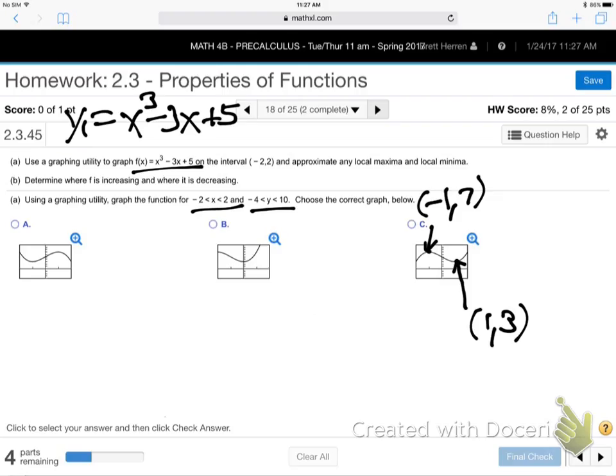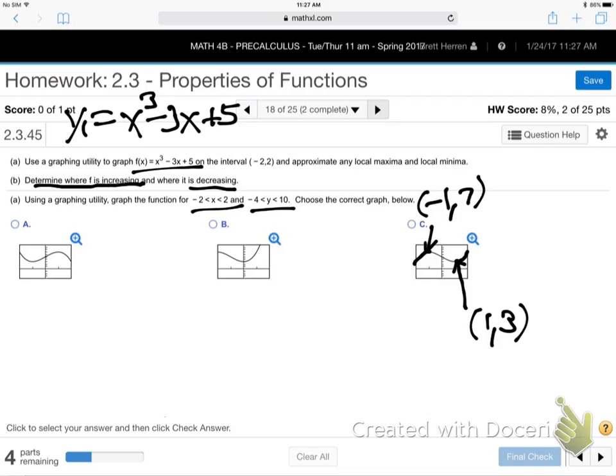Now, what they're going to ask us in parts to come is to determine where it's increasing and where it's decreasing. So let's start with increasing. Remember what that is. That's like if you're on a roller coaster, right? And you're saying, okay, I'm cruising on this roller coaster. Where am I going up? Well, I'm going up as we go from left to right. This section and this section. Those are the sections where we're going up. We're increasing. So what are those sections?